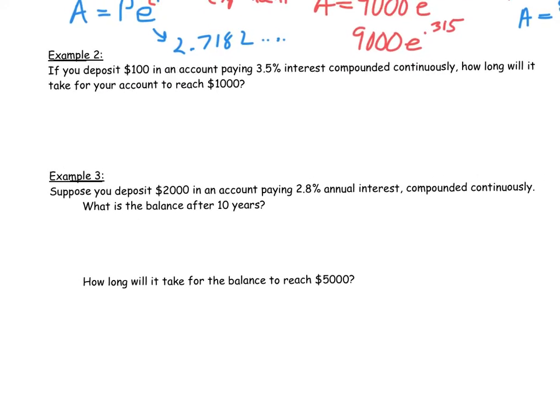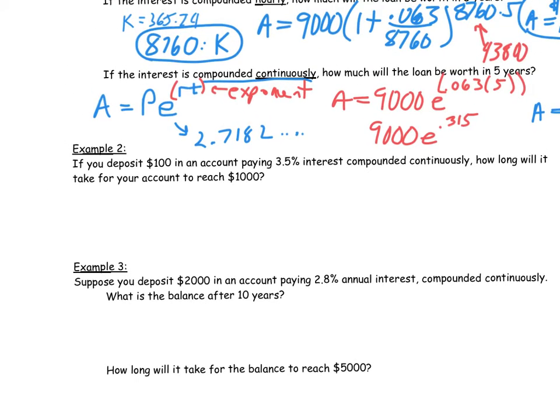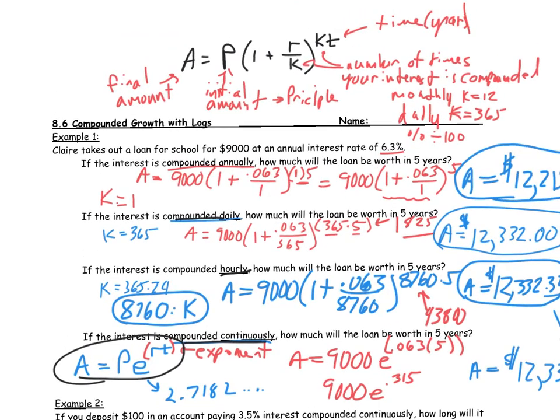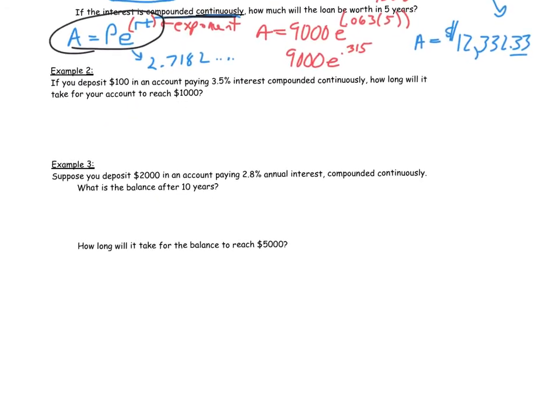So moving along here, we're going to apply some of these things that we've learned. So there's basically two big formulas. This one is only when it's compounded continuously. If it's compounded hourly, daily, monthly, whatever, then you're going to use that formula we started out with up here. It's a little bit more complex because you're working with that K compounded so many times a year.